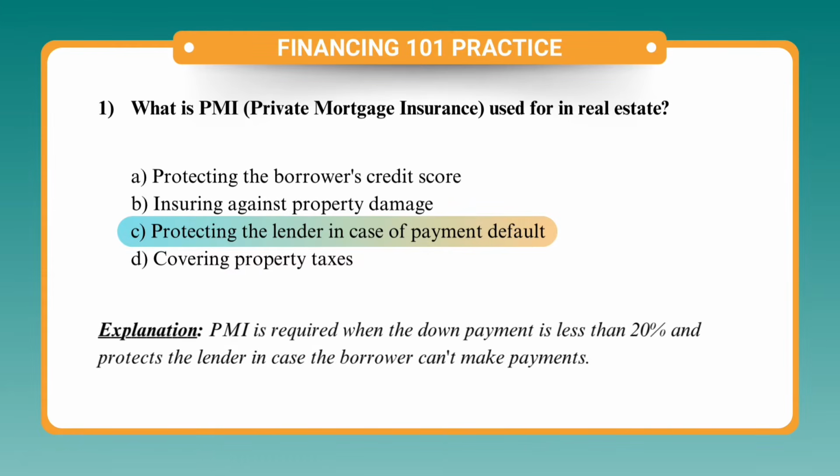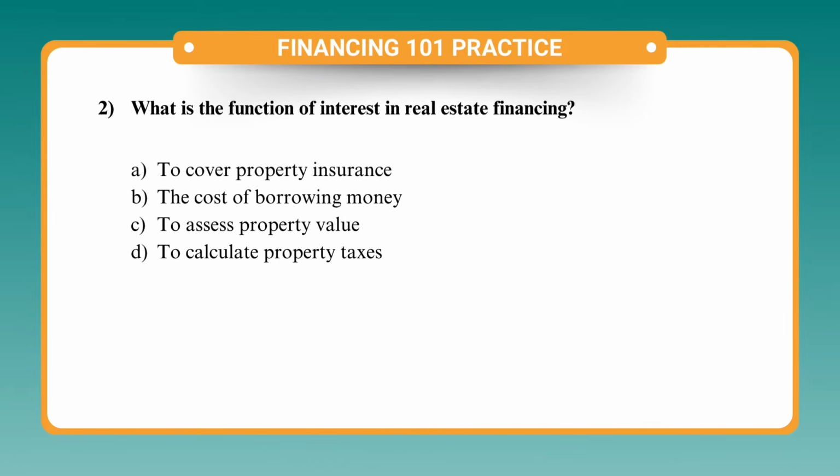PMI is required when the down payment is less than 20%, and it protects the lender in case the borrower can't make payments. Number 2, what is the function of interest in real estate financing? Is it A, to cover property insurance, B, the cost of borrowing money, C, to assess property value, or D, to calculate property taxes? The answer is B, the cost of borrowing money.